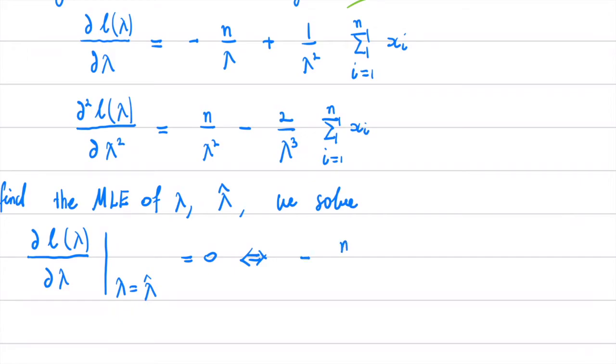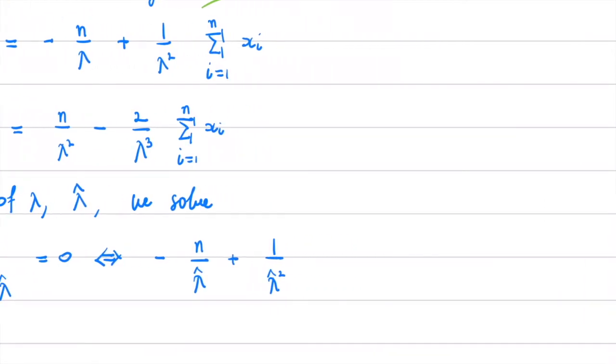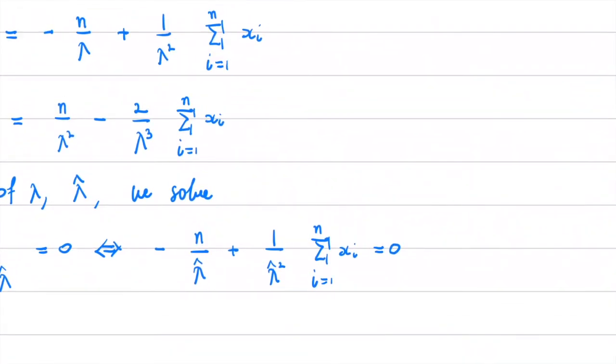So if and only if negative n on lambda hat plus 1 on lambda hat squared, sum of i equals 1 to n xi equaling 0. Now we're going to do a bit of rearranging here. The first thing we're going to do is take this expression to the other side. So that'll give us 1 on lambda hat squared, sum i equals 1 to n xi is equal to n on lambda hat. That's actually it.